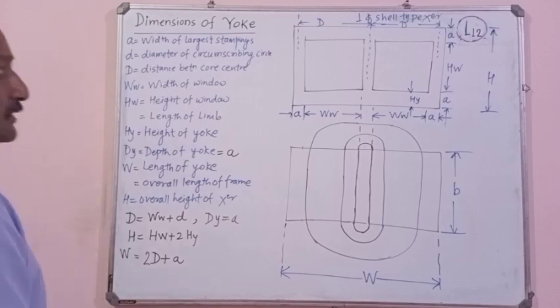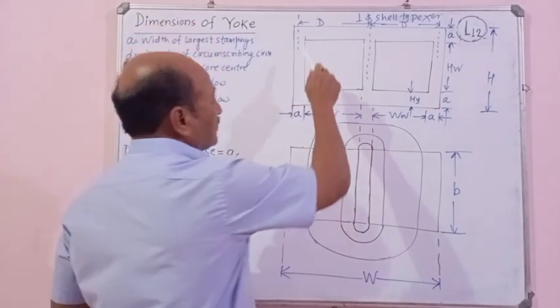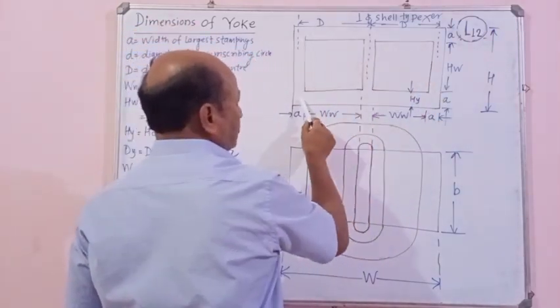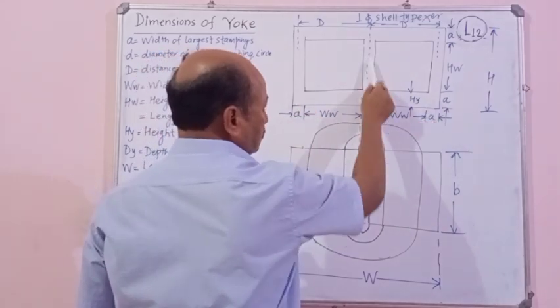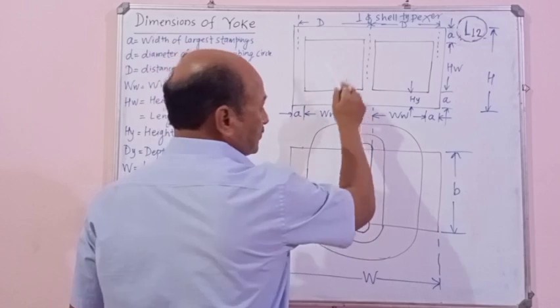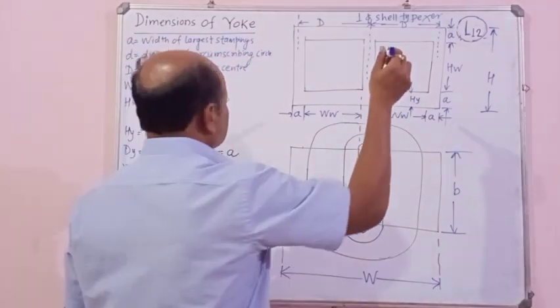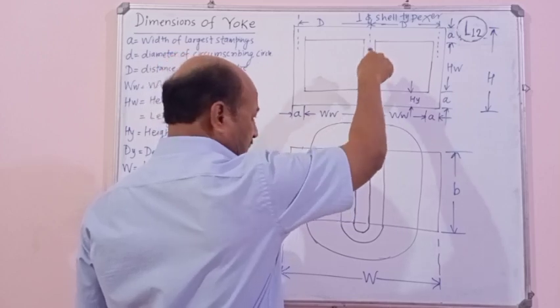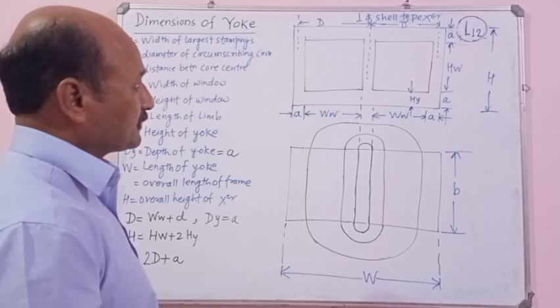Now see the dimensions of the single phase shell type transformer. So this is the single phase shell type transformer. It has three limbs, two side limbs and one center limb. On the center limb, the winding is wound, and this one is the front view and this one is the top view of the single phase shell type transformer.